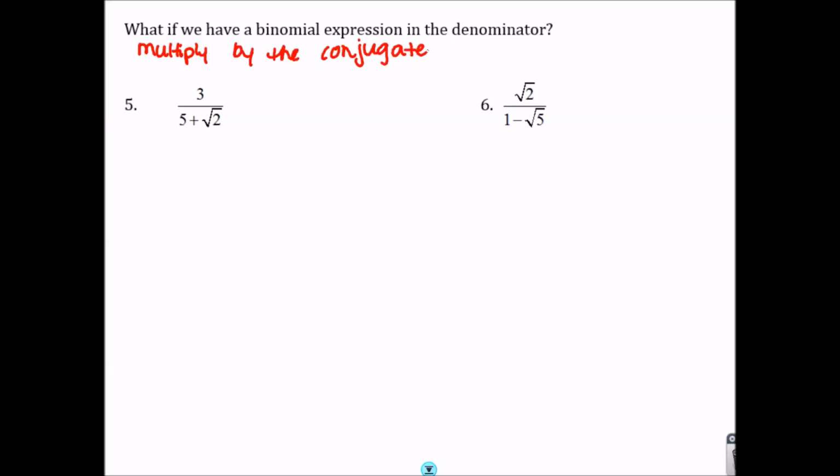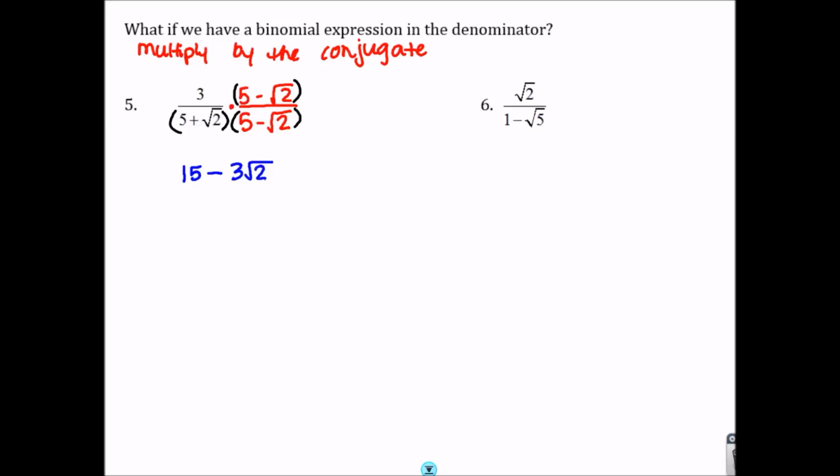You should remember what a conjugate is from earlier this year. The conjugate for 5 plus square root of 2 is 5 minus square root of 2. So we need to multiply both the numerator and denominator by 5 minus square root of 2. Now, the only thing about this is that we have to remember to distribute, so we have a little bit more work to do. So in the numerator, if we distribute the 3, we end up with 15 minus 3 square root of 2.